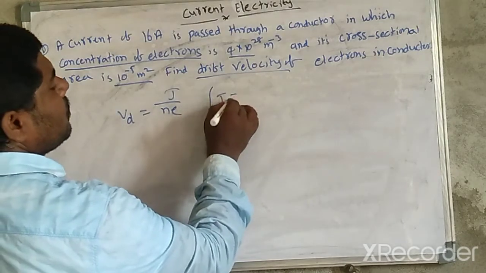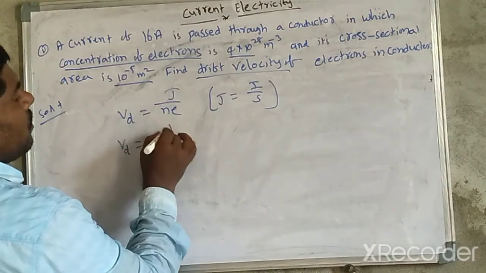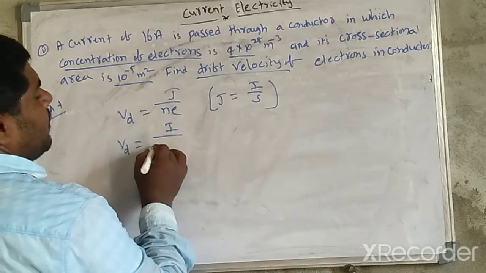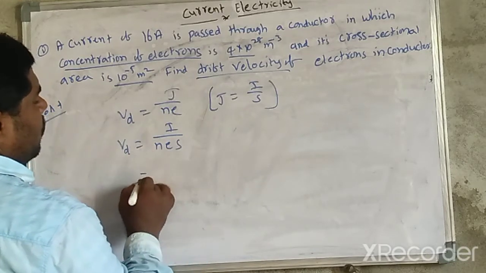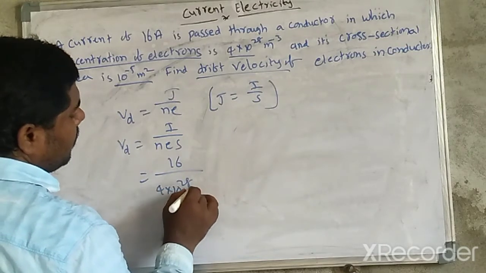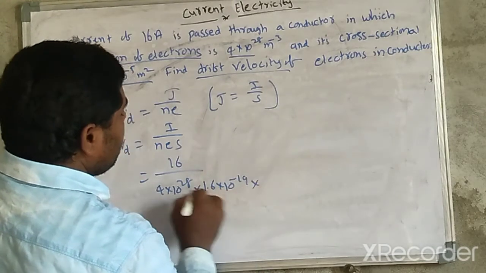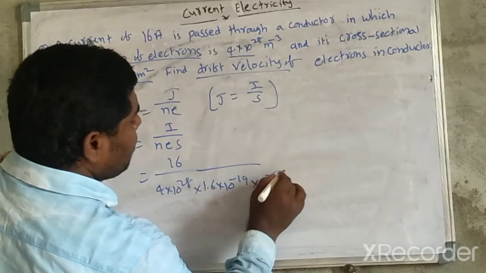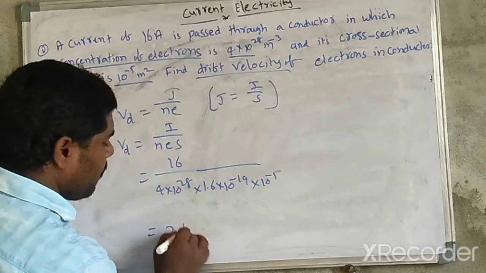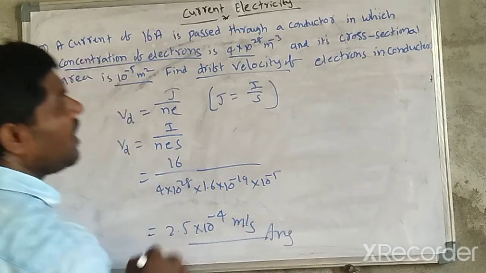Here J is equal to I by s. Substitute here: because we don't know the current density, Vd is equal to I by n e s. Here I is 16, n is 4 into 10 to the power of 28, the electron charge is 1.6 into 10 to the power of minus 19, and s is 10 to the power of minus 5. Simplifying, we get approximately 2.5 into 10 to the power of minus 4 meter per second. This is the answer to the question.